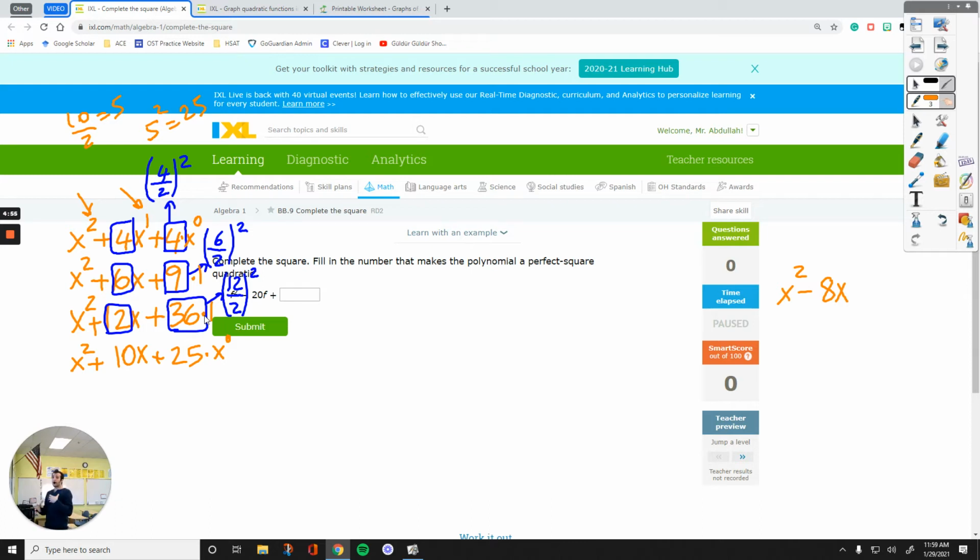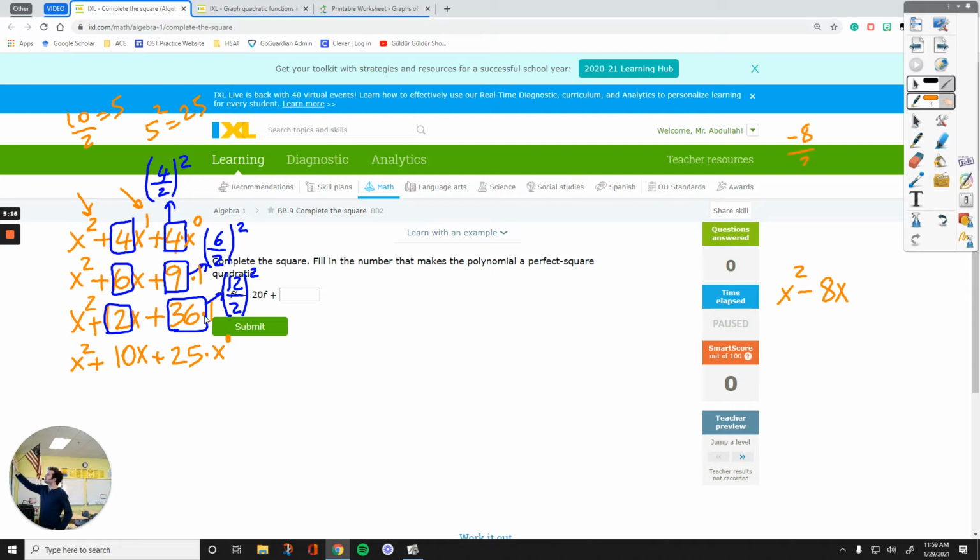I know this is taking a while, but I'm trying to explain why we are doing this. I could have just said divide the middle number by 2, square it, but this is the reason. We're going to make it look like a particular form, and then I will show you why we are doing this in a moment. So let's say the middle number is negative 8. Okay, what happens if we divide negative 8 by 2?